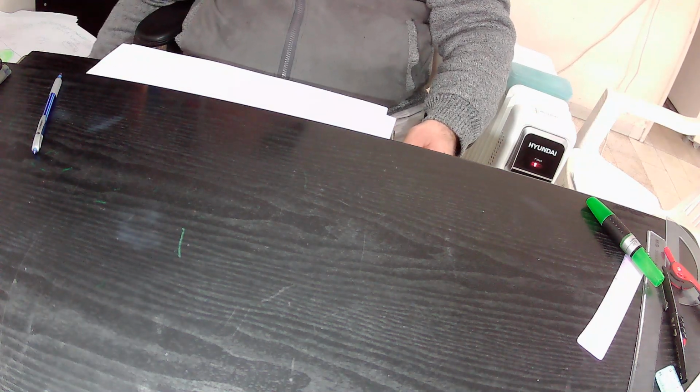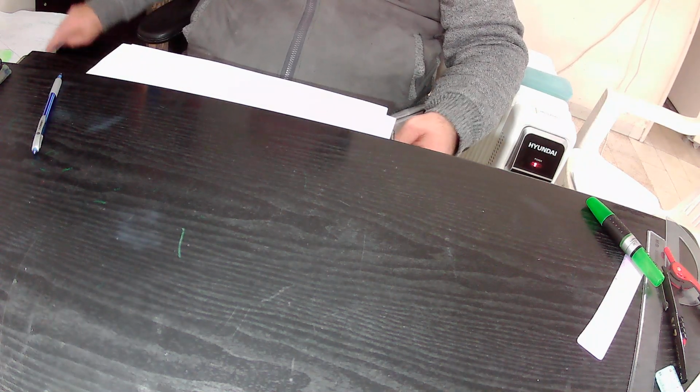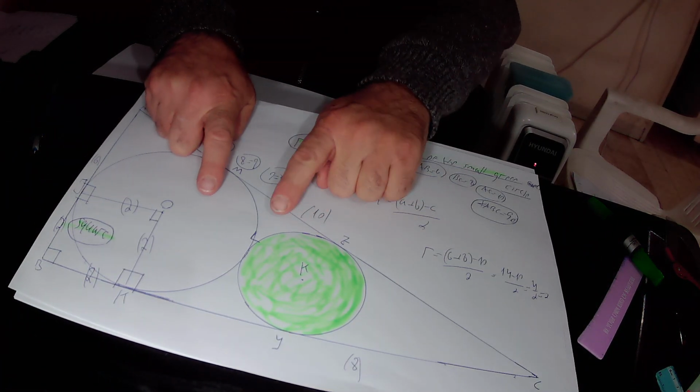We can implement rule 10 in our drawing. In our drawing, the two circles touch each other at point L.